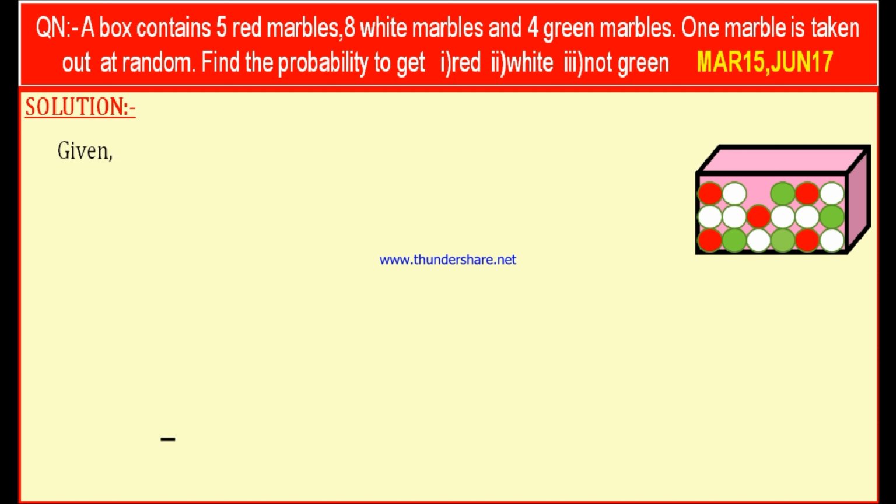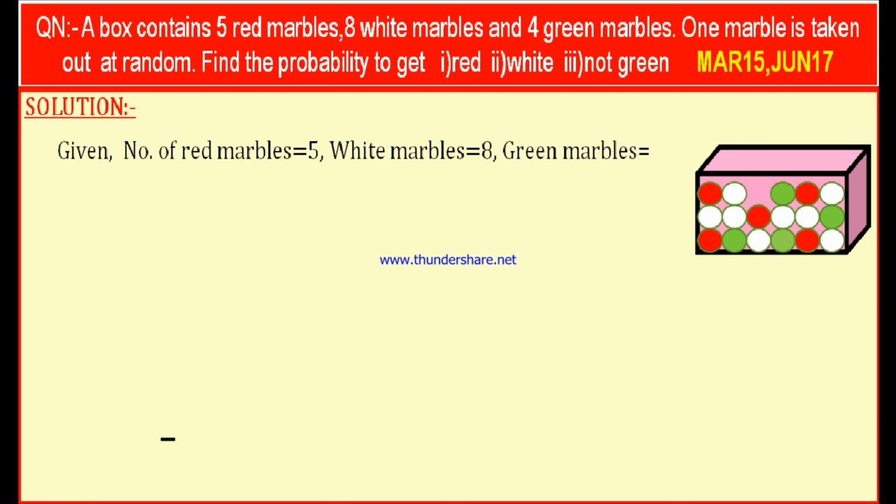Here is the solution. It is given that the number of red marbles is equal to 5, the number of white marbles is equal to 8 and the number of green marbles is equal to 4. Then the total number of marbles means you add them, 5 plus 8 plus 4, which is equal to 17. There are 17 marbles in the box.